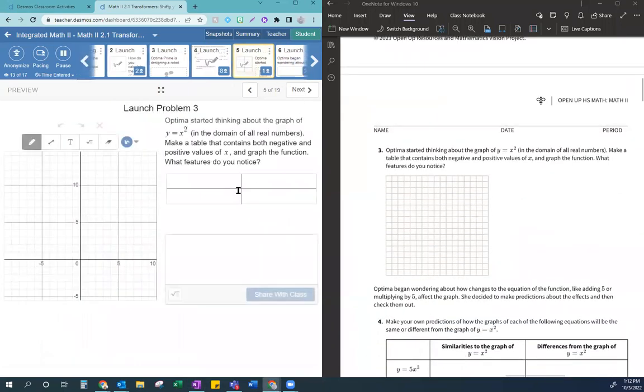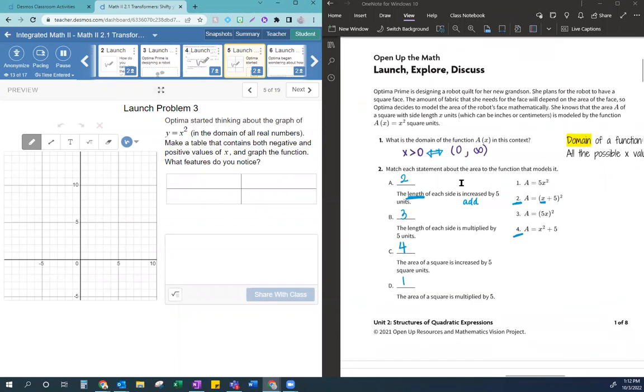Okay. So Optima started thinking about the graph y equals x squared in the domain of all real numbers. Make a table that contains both negative and positive values and graph the function. Okay, so now here, just listen. Ms. Johnson, I thought you said the domain was going to be numbers. Wait, sorry. The domain, where did I put that? Up here. The domain was going to be x numbers greater than 0. Why are they saying all numbers, positive and negative?